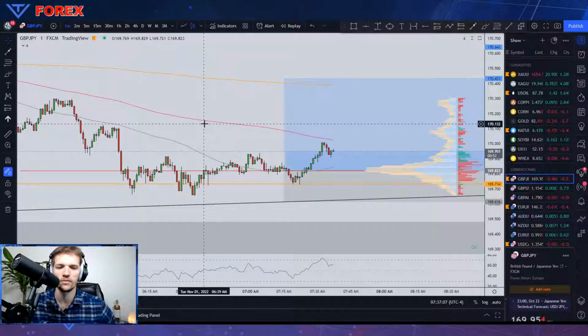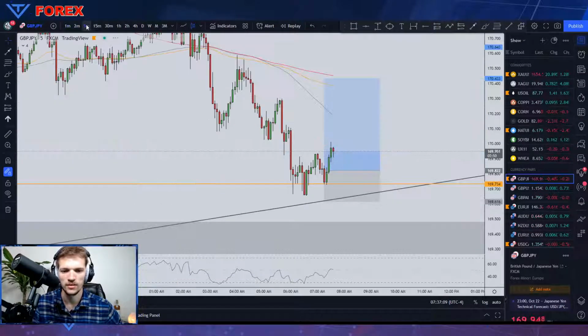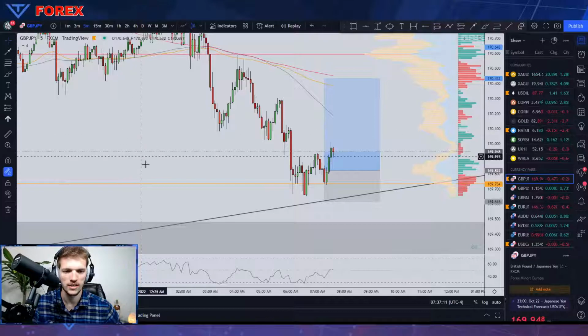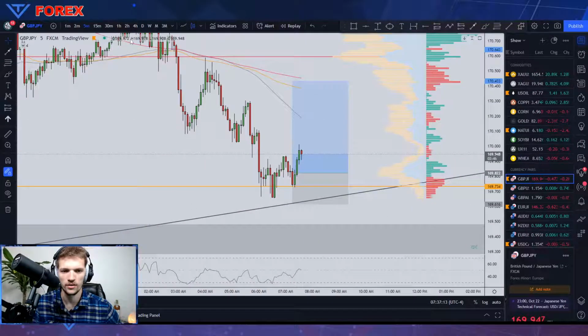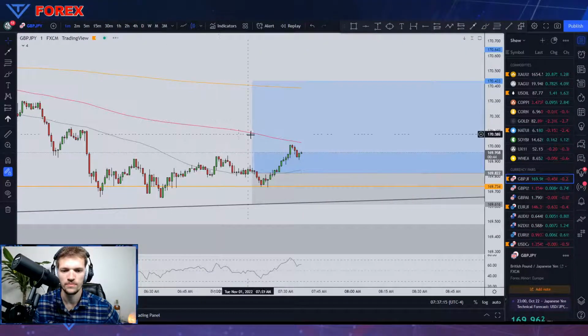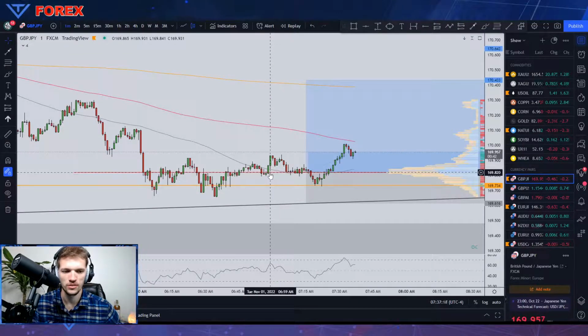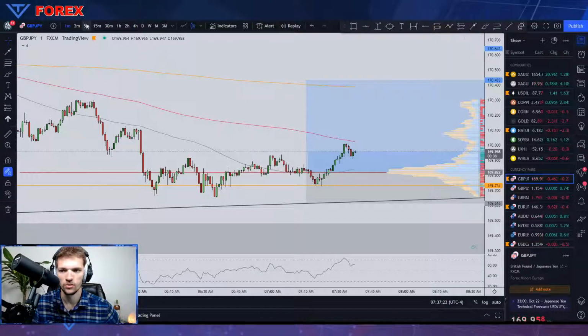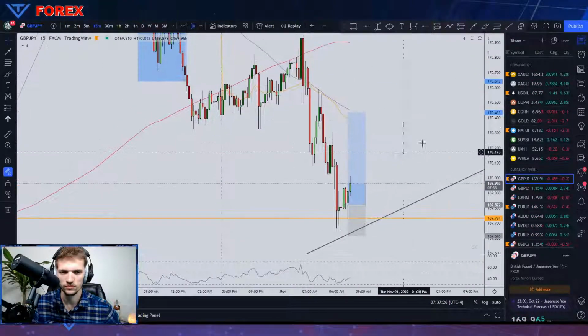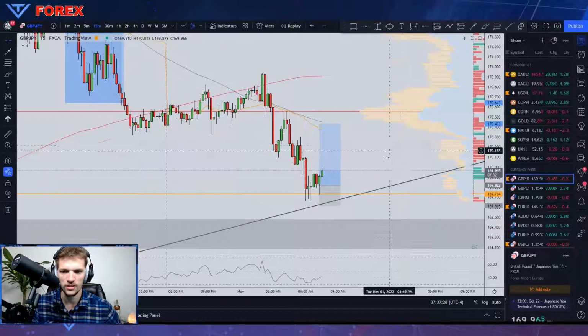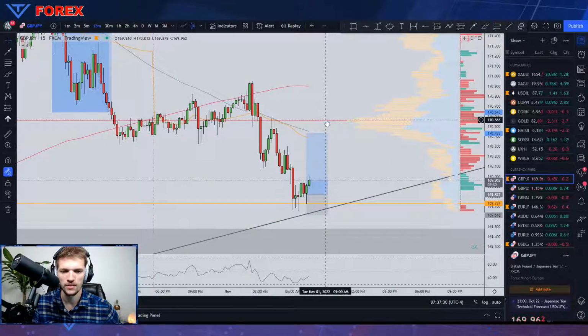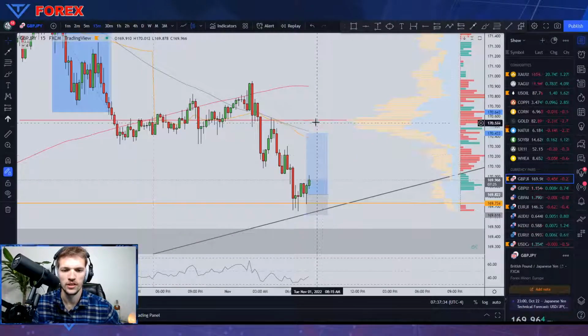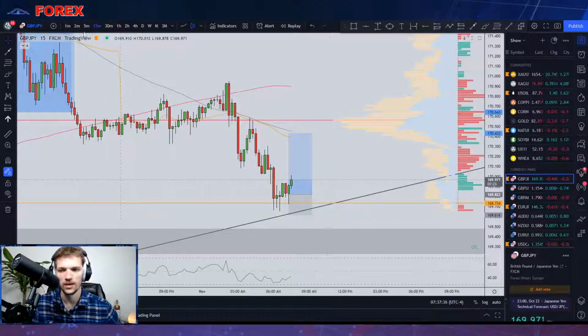Looking for a nice micro pullback here before we continue higher. Point of control is sitting at, where's the point of control? Current point of control sitting right around 169.820 for the morning session. Overnight session, point of control sitting at 175.65. So should get a nice 60 to 70 pip move this morning out of it.